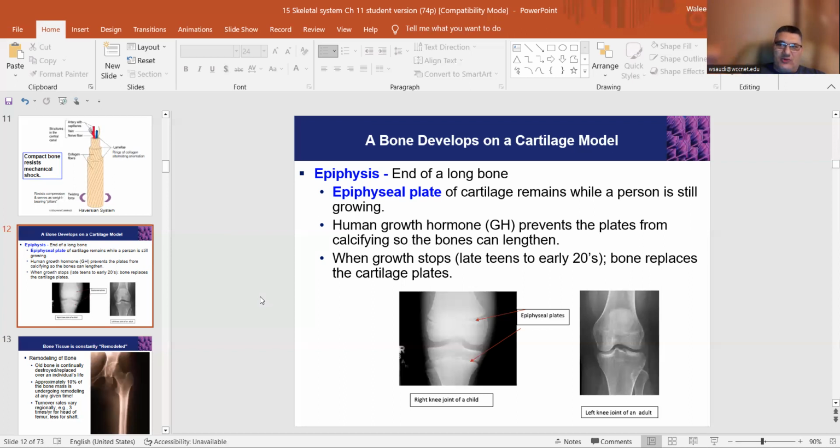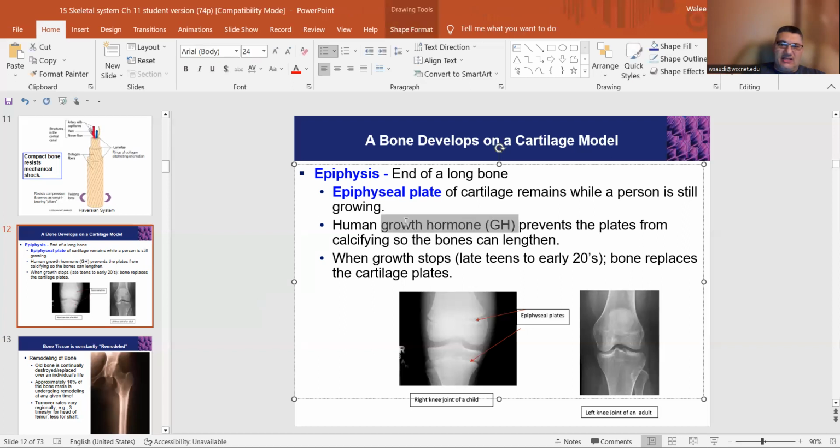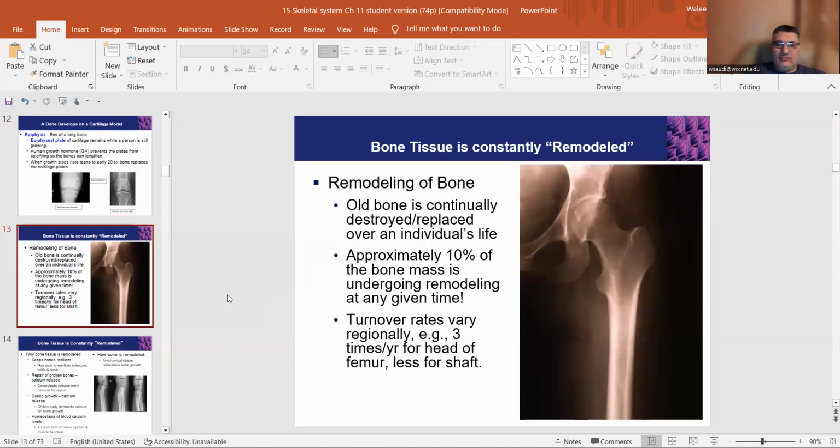So what was responsible for our long bones to become longer and our height to increase? Epiphyseal plates in the epiphysis. And what was helping that is the growth hormone. Remodeling, nothing much. The only thing that I want you to know is it means turnover. You break this and you build it. You break this and build it. And this is how you make a small bone bigger.